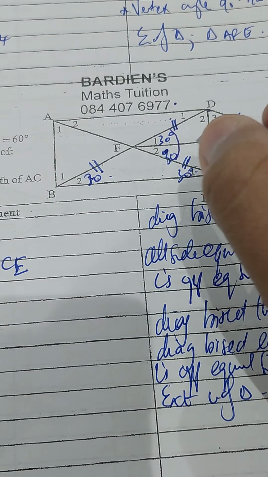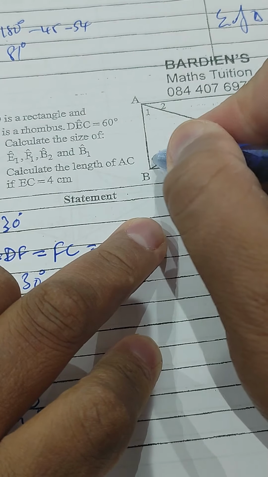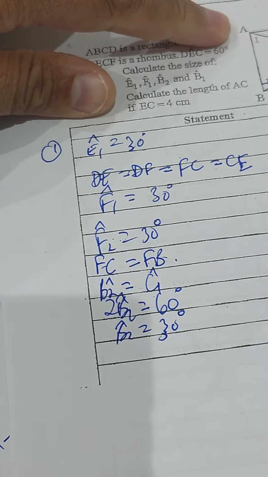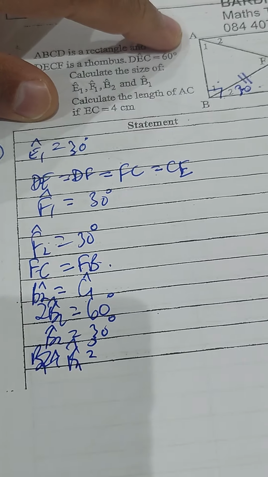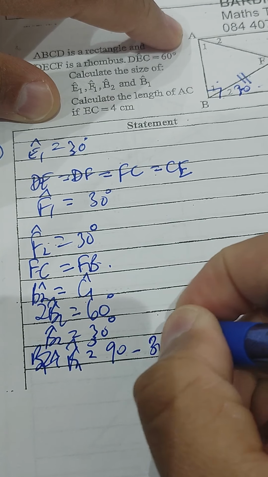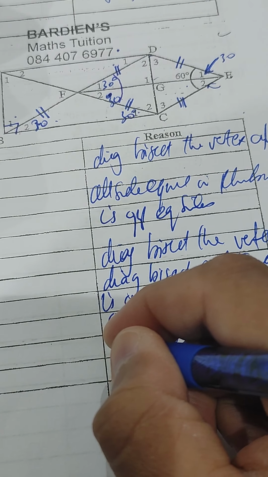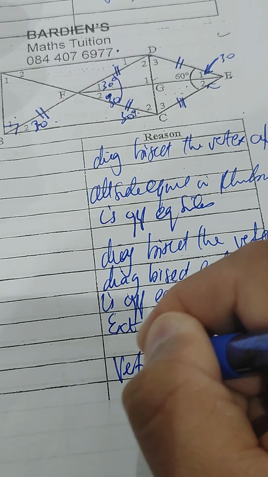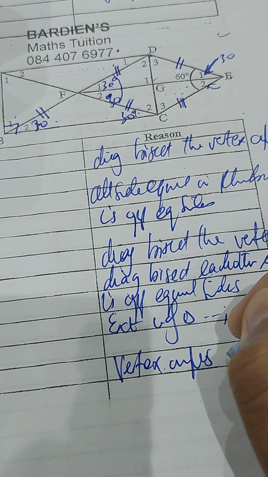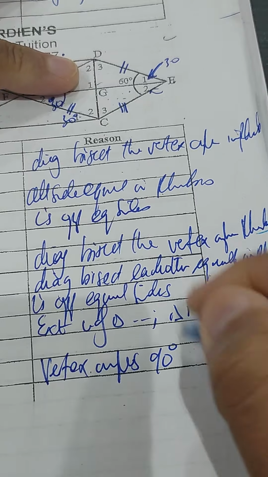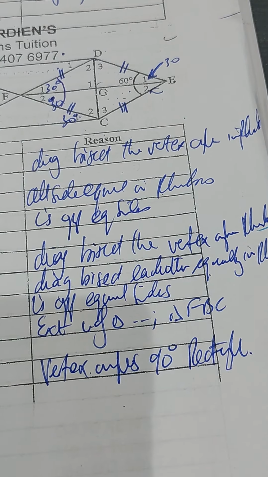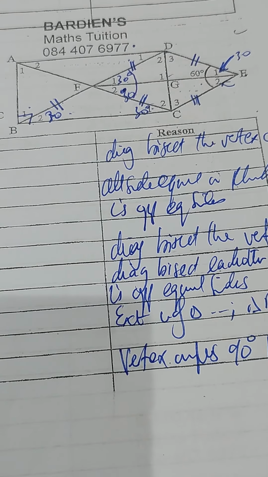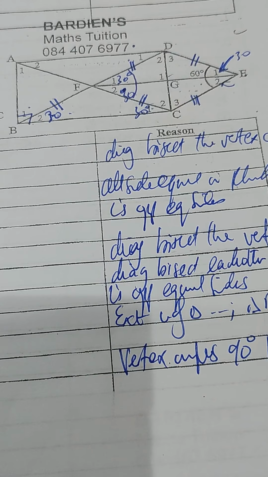Okay, and then angle B1, of course, this angle we know that is 90. So we can say that angle B1 is equal to 90 degrees minus 30, which is 60 degrees. And what's my reason there? Your reason is vertex angles are 90 degrees in a rectangle. Or you can say the vertex angles are perpendicular. The sides are perpendicular in a rectangle, and so on and so on.